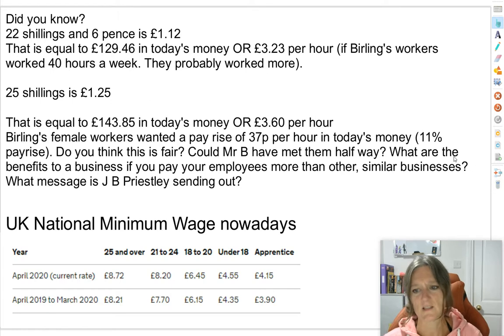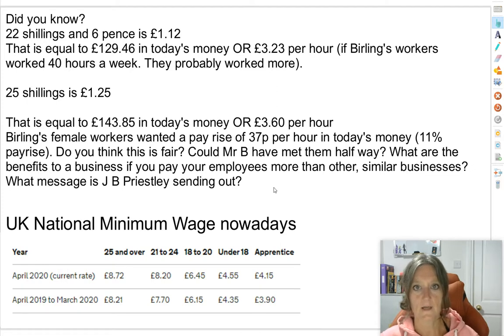And I discussed this previously, didn't I? If you pay your employees more than other similar businesses, you won't get that massive staff turnover, will you? You won't have to be constantly training new staff. They'll be loyal to your company because they want to stay and work for you. So I think J B Priestley is sending out a message here. You can be a good employer, you can still be a capitalist, you can still make profit and keep your people happy. You can actually have it both ways. Why not? And nowadays, some of the top tech companies such as Google and Microsoft really look after their employees because they want to retain the best possible staff and attract the best possible staff.